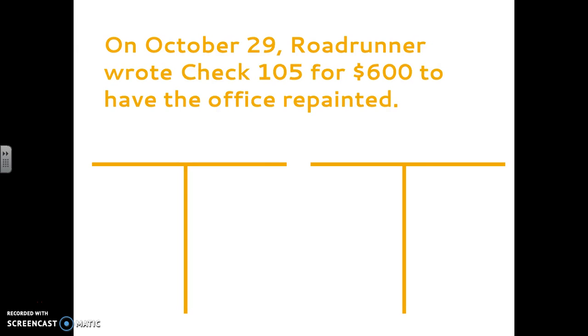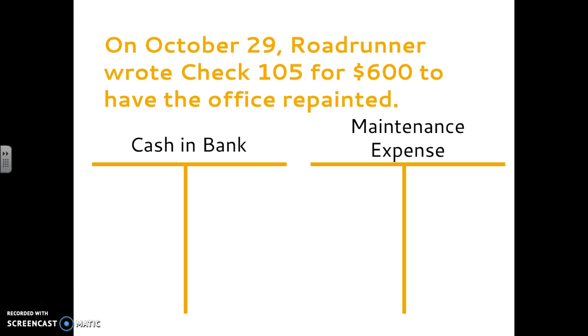On October 29th, Roadrunner wrote check number 105 for $600 to have the office repaired. Cash and bank and maintenance expense are the two accounts affected in this transaction: a decrease in cash by crediting the account for $600, and an increase in maintenance expense by debiting the account $600.